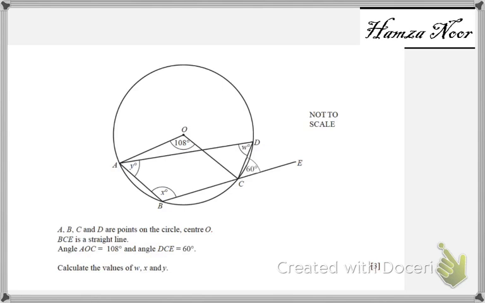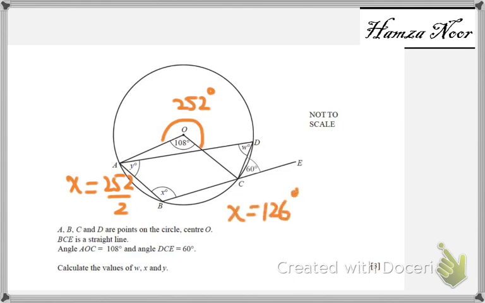Okay, so the first thing you know is that angle AOC is equal to 108. This means that the reflex angle will be 360 minus 108, which will be equal to 252 degrees. Since the angle at the center is twice the angle at the circumference, X will be equal to 252 divided by 2, so this is 126. X is equal to 126 degrees.